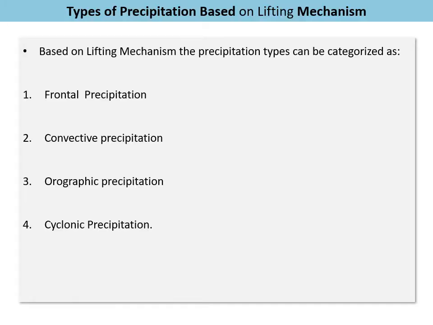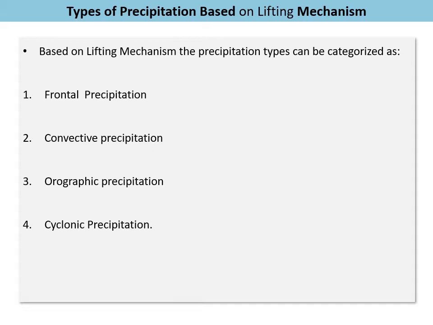So for rain to occur, there must be sufficient moisture content. This moisture comes from the evaporation and transpiration process. But in order to get rainfall, it is necessary that this water vapor gets higher into the atmosphere. And there are different mechanisms by which this water vapor is lifted up.